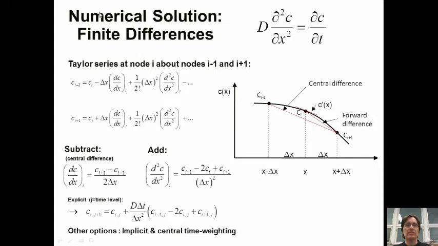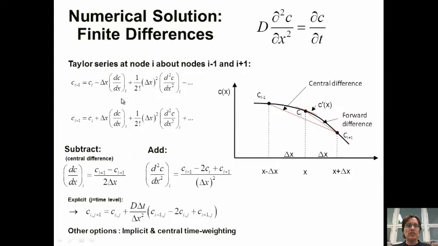One of the simplest methods is based on finite differences. And this is based on a Taylor series at a node i about its neighboring nodes. For instance, here we have a Taylor series defined in this graph. We have concentration Ci, and this is our function. And basically the Taylor series give us estimates for these derivatives at different places in our grid. And for the simple concept here, let's just look at the diffusion equation. So we're interested in numerically estimating a first derivative and a second derivative.